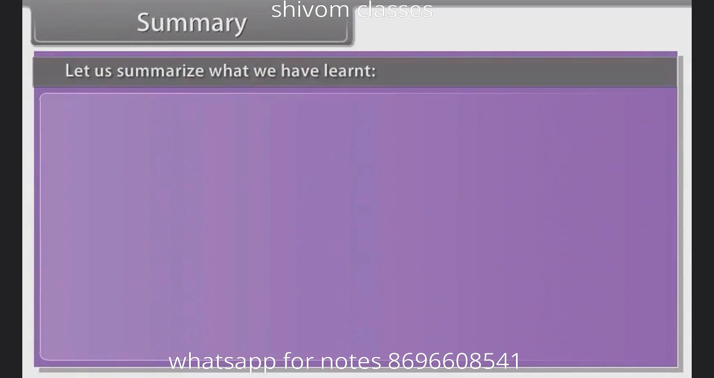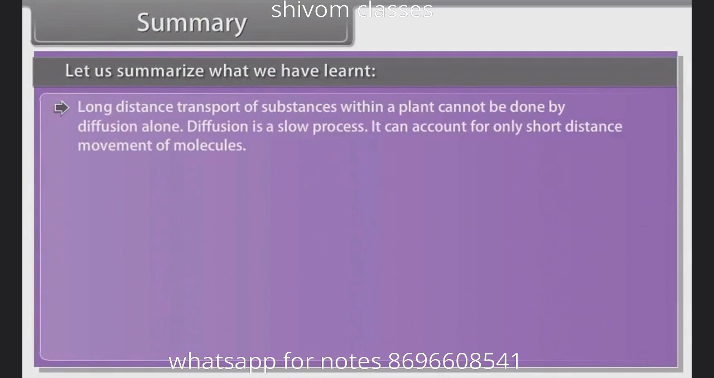Summary. Let us summarize what we have learned. Long-distance transport of substances within a plant cannot be done by diffusion alone. Diffusion is a slow process.